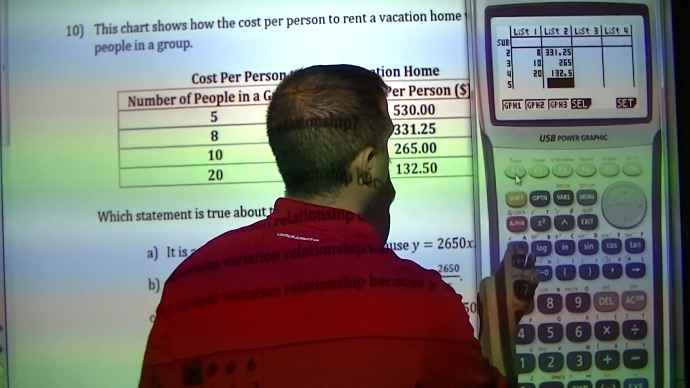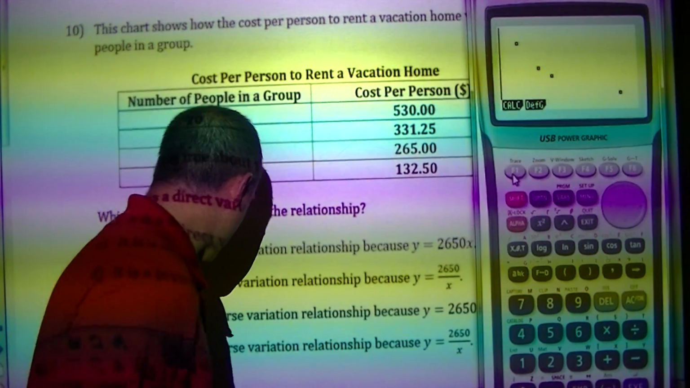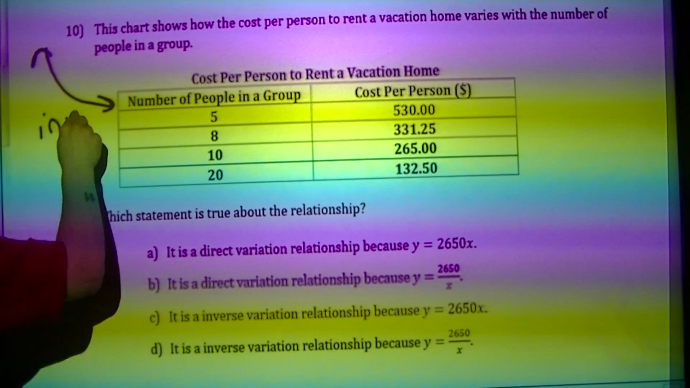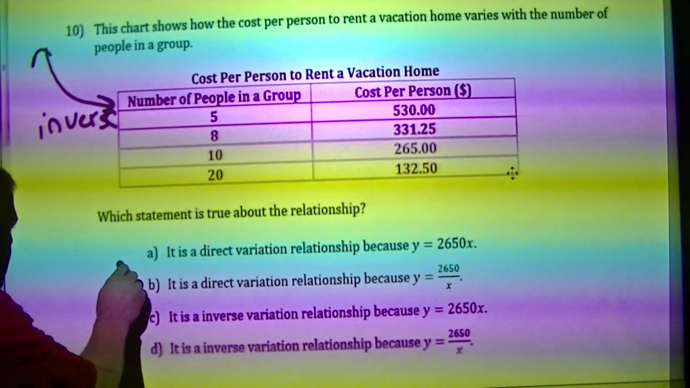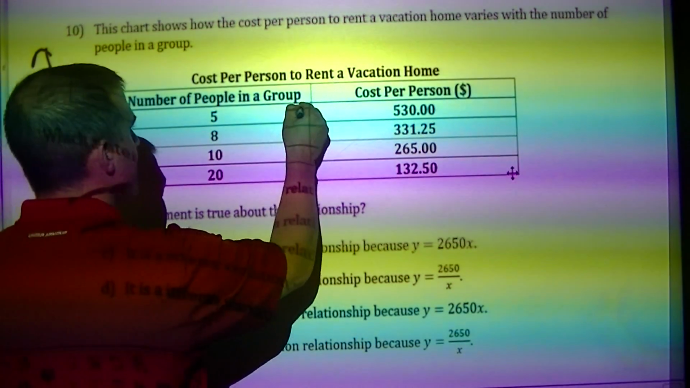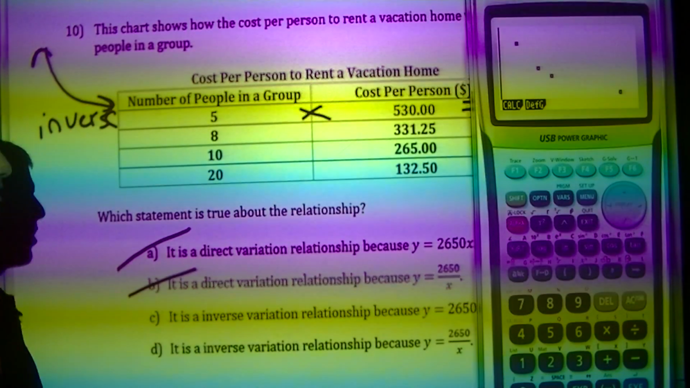And I want to graph it. That means it's going to be inverse. When it goes down like this, we're talking inverse variation. So if I look at my answers, I know it's not going to be direct because it's got to be inverse. Now, when it's inverse, all I've got to do is multiply across to get my equation.